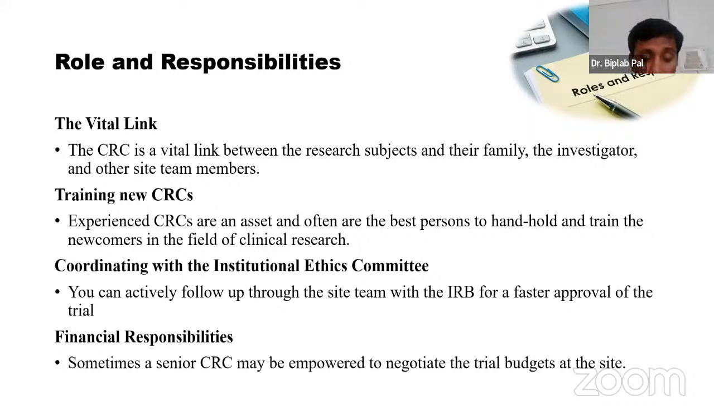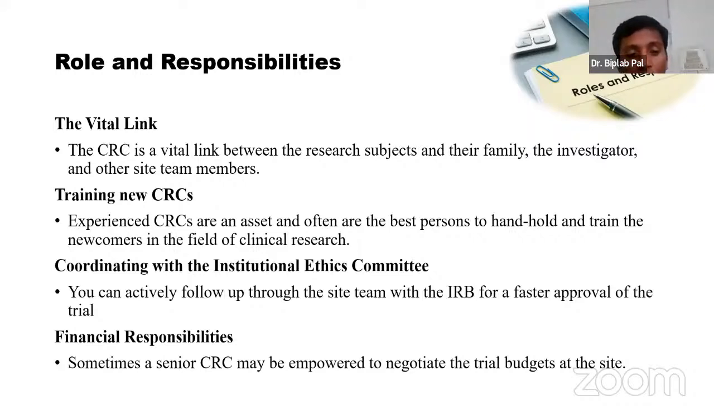Okay. Now, training new CRCs. If you are working as a CRC, once you gain experience, you have to provide training to other new CRCs. Maybe from the same company, your junior is coming, who is a recent fresher joining the project. You have to train them once you get experience.